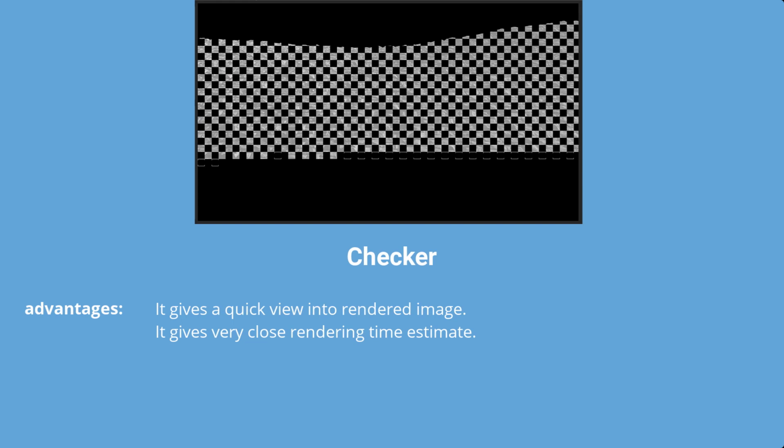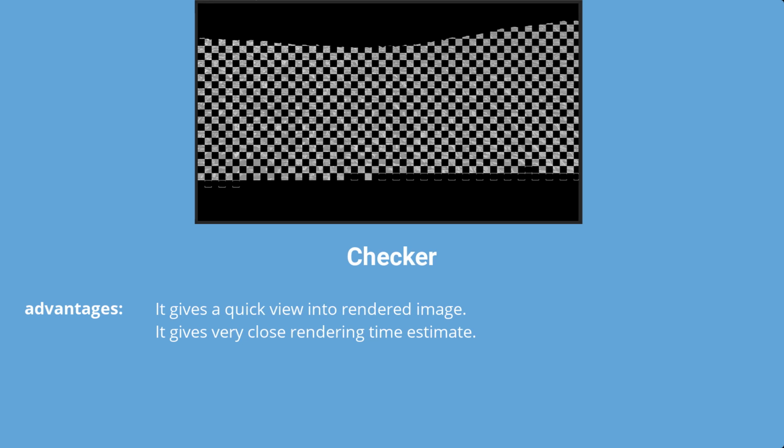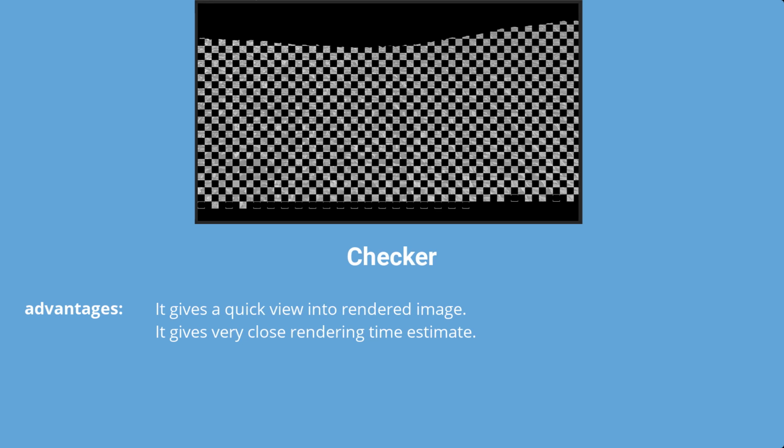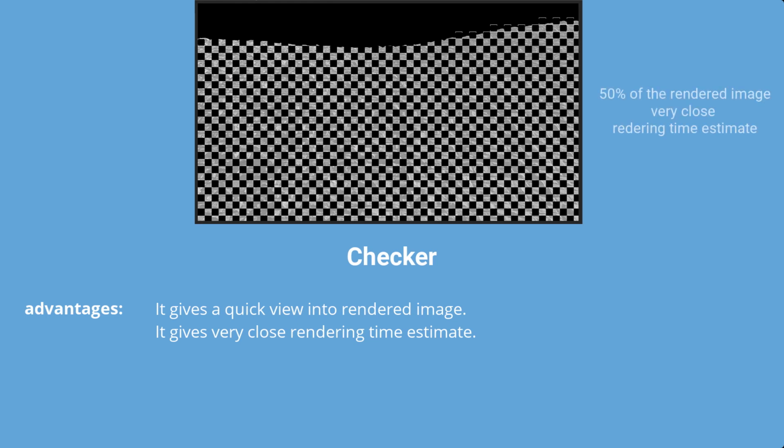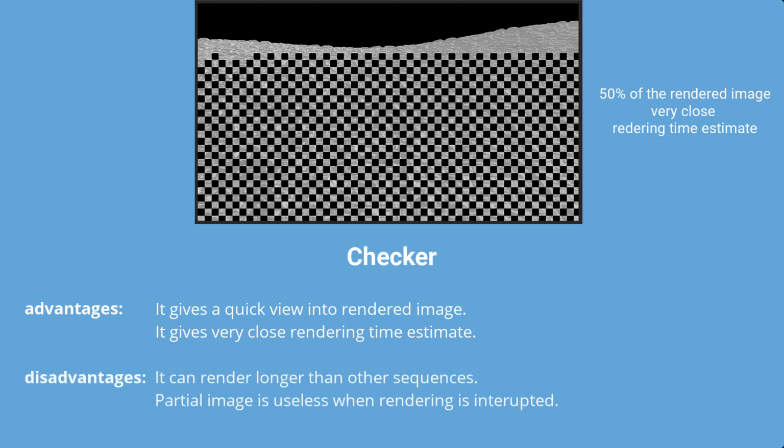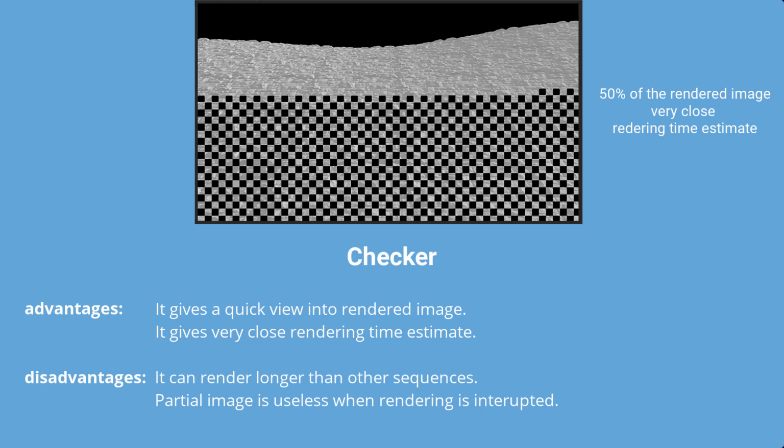Checker pattern covers the whole image area when it achieves the middle time of rendering. At this point, the rendering time estimate is very close to the final rendering time. And the smaller the buckets are, the more precise is the estimate. The disadvantage is that the partial image rendered with this sequence is useless when rendering is interrupted. It also can give longer rendering times.